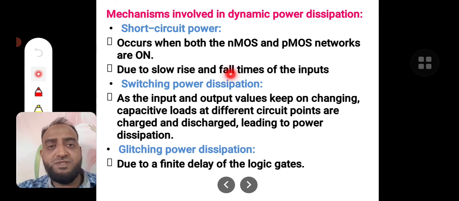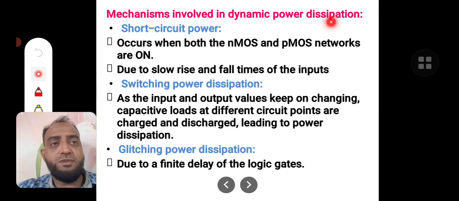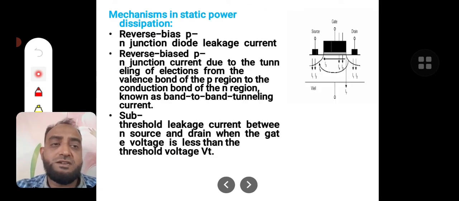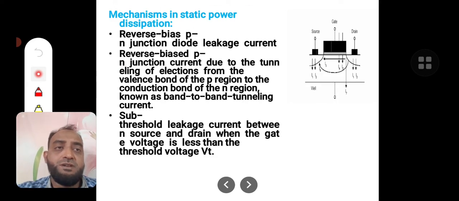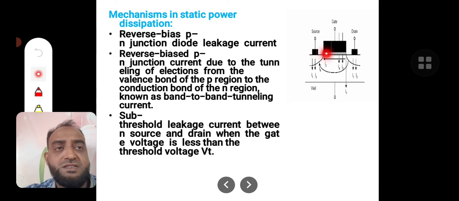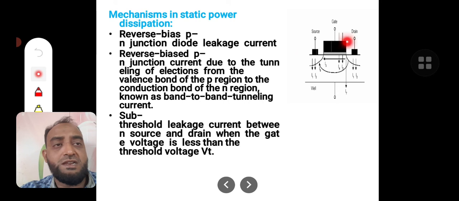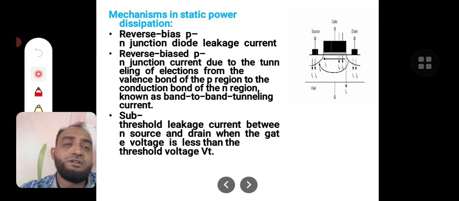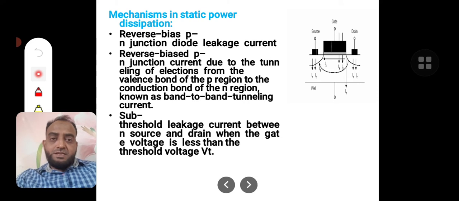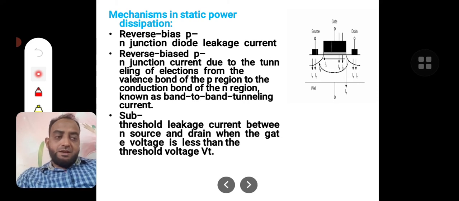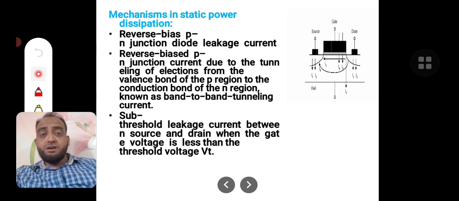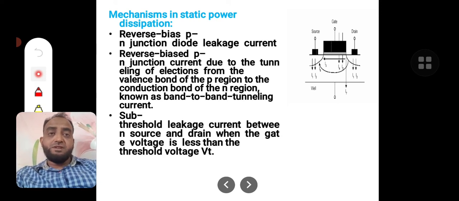Short circuit, switching power, and glitching power dissipations are dynamic power dissipations, whereas this is the static power dissipation. The static power dissipation is because of these leakage currents that are happening. Seven different kinds of leakage currents may take place in a MOS transistor. Because of these seven kinds of continuous current leakages, the power is being consumed. That power is called static power dissipation.